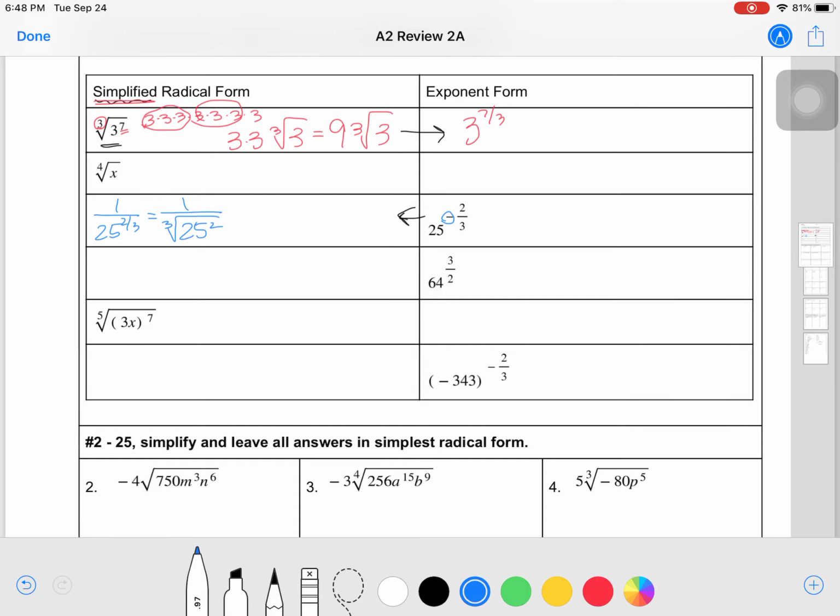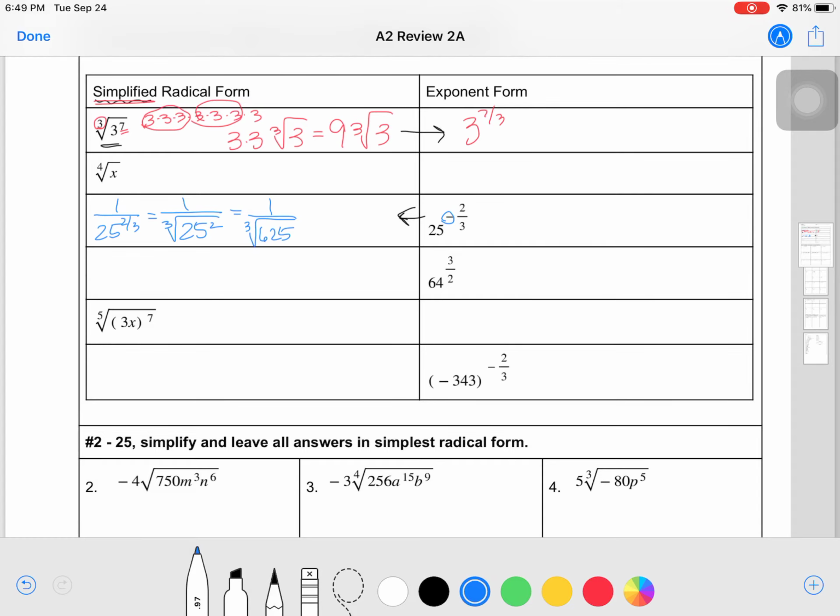Now if we try to simplify this one, I only have 2 25's in there, so I can't take any out. So what I would suggest is go ahead and multiply that out. So 25 squared should be 625. And then you're going to simplify your cube root.